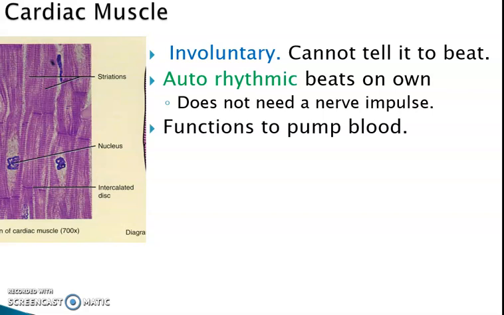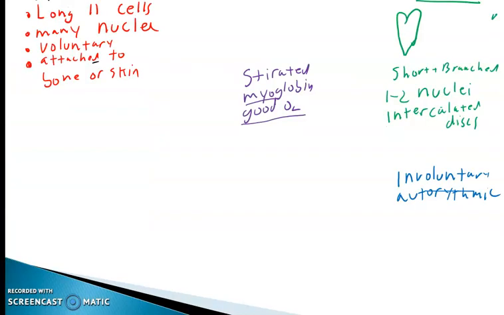And it functions to pump blood. So I've added to this autorhythmic, beats on its own. Involuntary, you can't tell it to beat. And it pumps blood.